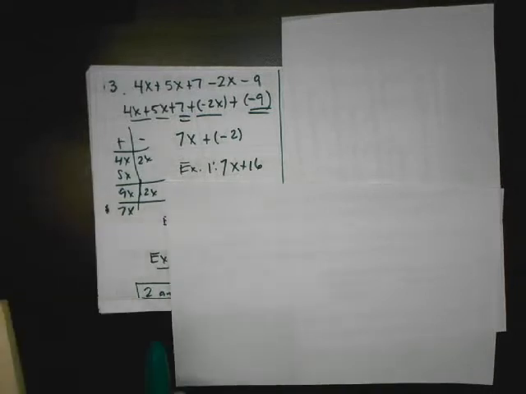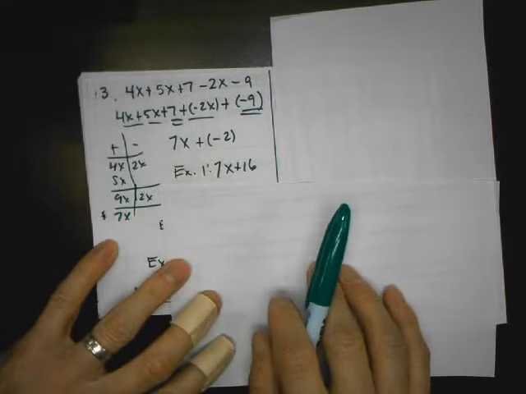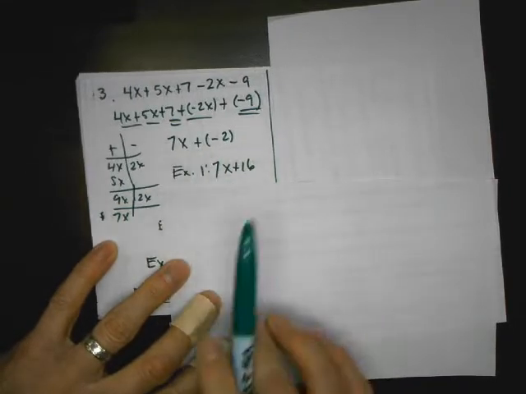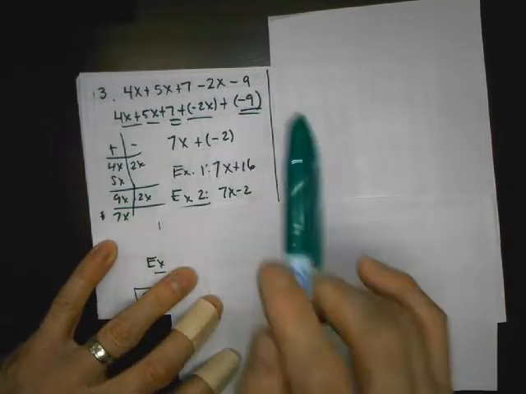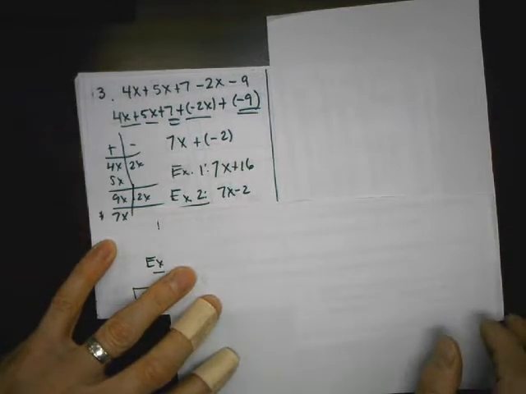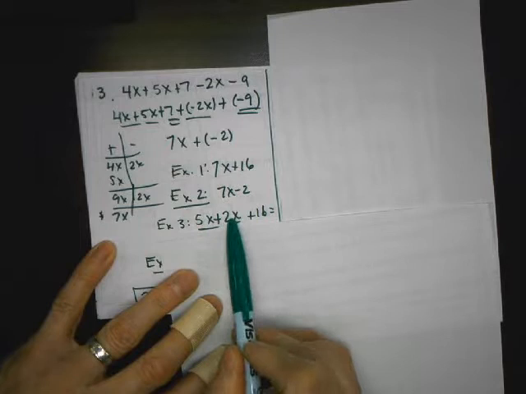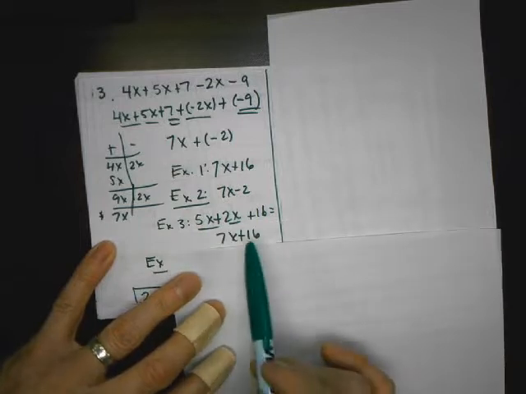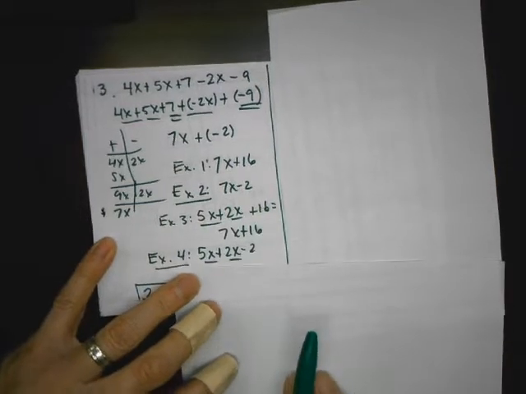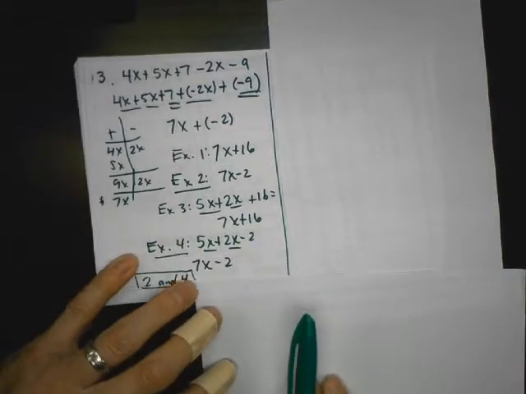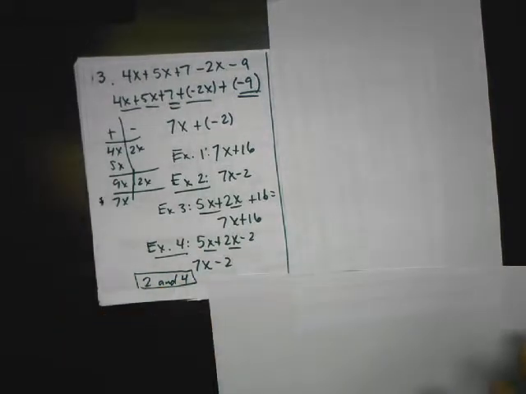So I look at expression number 1, and to compare it, expression number 1 is already simplified for me, and that's not the same. So don't pick that one. Expression number 2, it is the same. Plus negative 2 is the same as minus 2. So expression 2 is part of my answer. Expression 3, if I were to combine these two, I get 7x plus 16. That is not the same. Don't pick that. Expression 4, I get 7x minus 2. So the answers are 2 and 4.